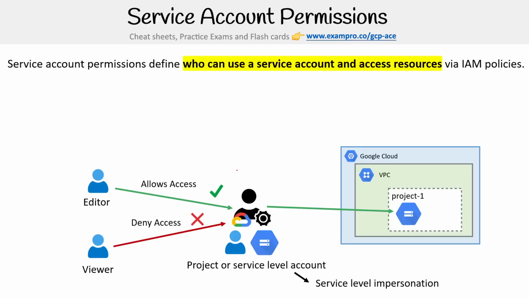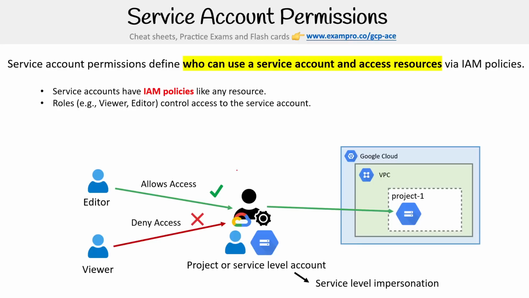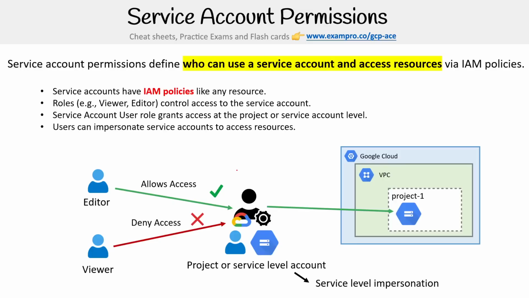The service account permissions define who can use a service account and access resources via IAM policies. So this is where you're going to have service accounts that have IAM policies just like any other resource. So you have roles, and this is going to provide control access to your service account. Service account user role grants access at the project or service account level. Again, this is pretty straightforward. But users can impersonate service accounts to access resources.